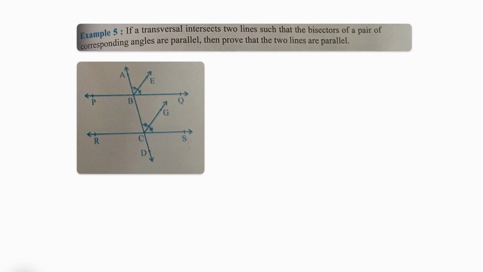In example 5, if a transversal intersects two lines such that the bisectors of a pair of corresponding angles are parallel. So you have two lines, let's say PQ and RS, and there's a transversal AD such that the bisectors of a pair of corresponding angles. So corresponding angles, we can look at this angle and this angle. Now you have to look at the bisector of these angles. So bisectors BE and CG are parallel.